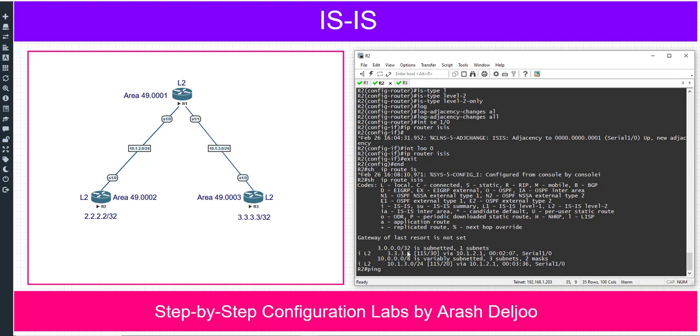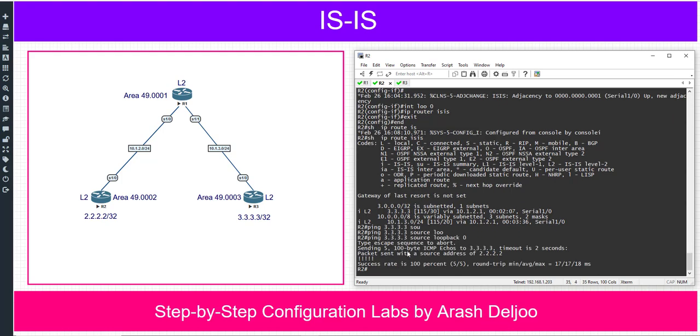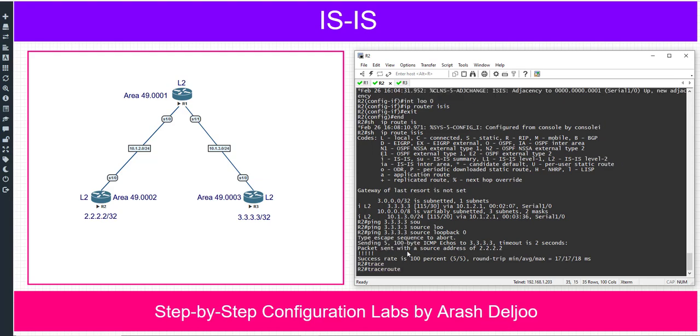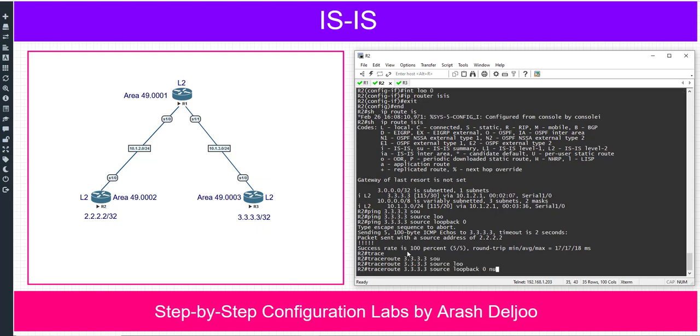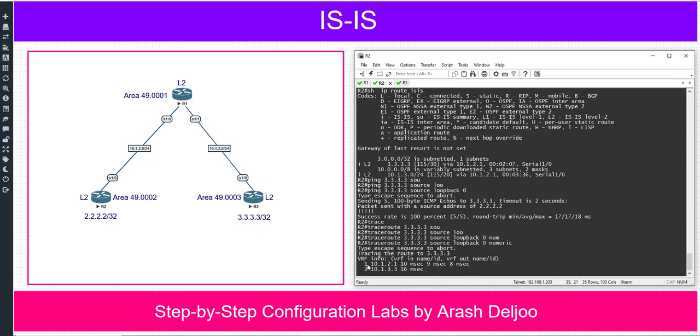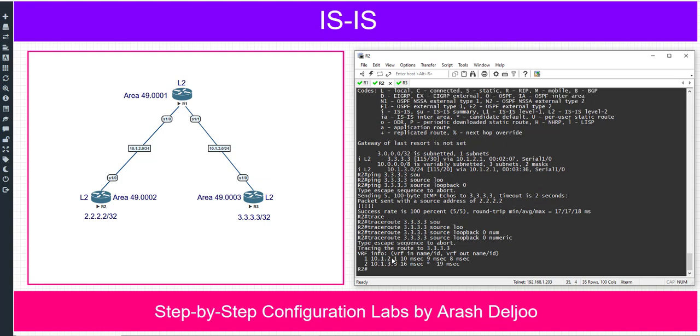Okay, and after that, let me check the connectivity between loopback 0 of router 2 and router 3, for example ping quad 3 with the source of loopback 0. As you can see, we have connectivity. If you want, you can use traceroute quad 3 with the source of loopback 0, numeric.